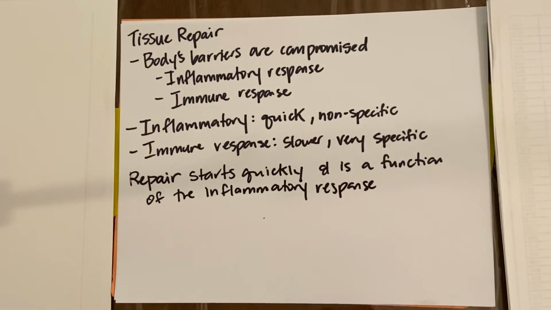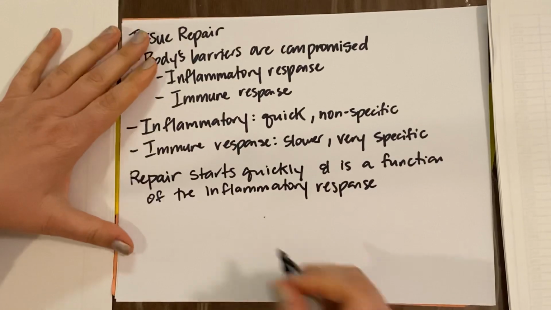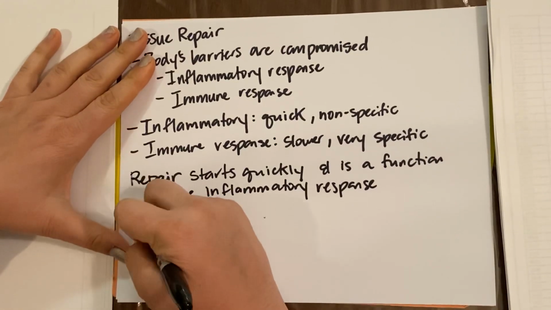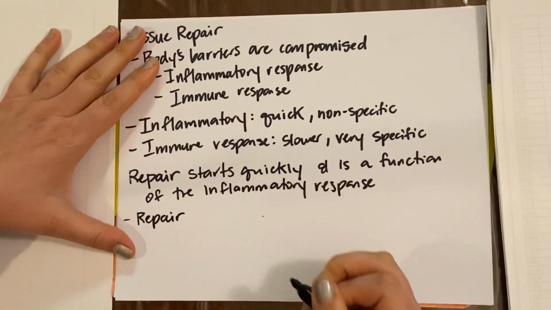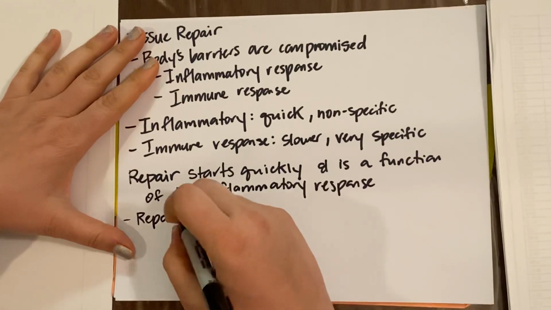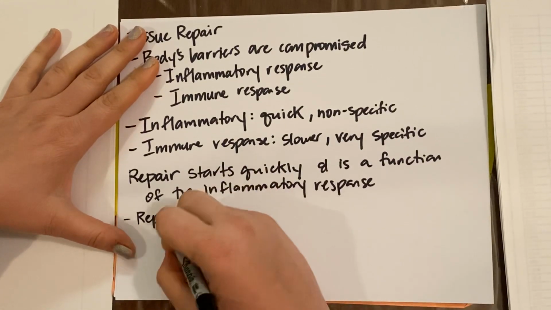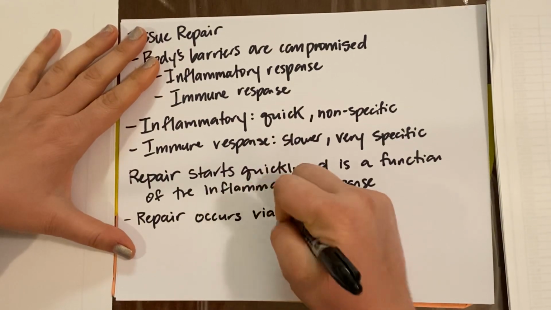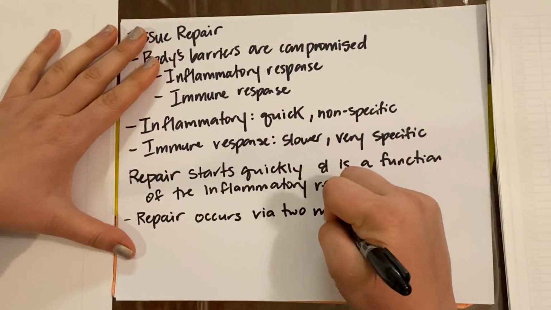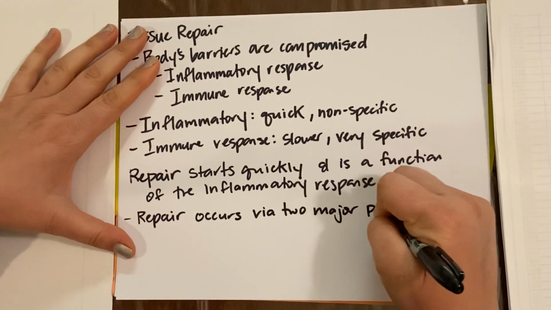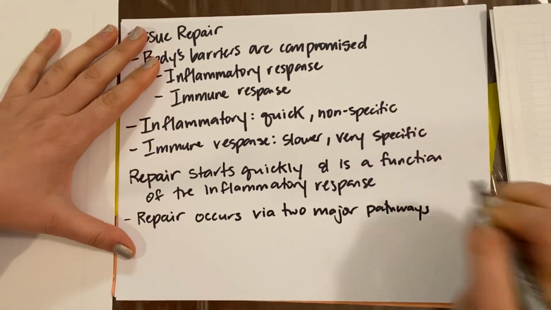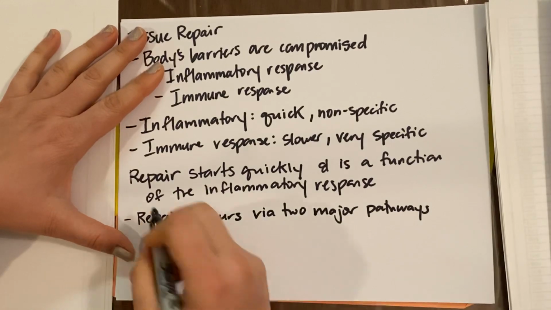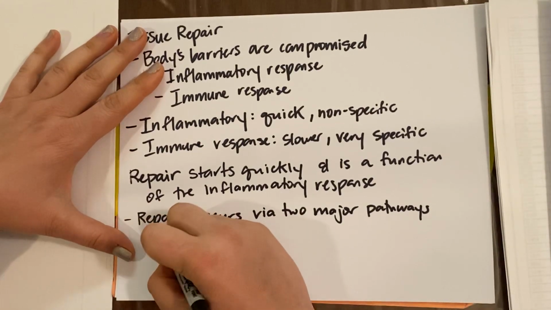Now, there are two different ways that regeneration and repair can take place, and we're going to talk about those two ways. Okay, so repair has two major pathways. Repair occurs via two major pathways, or ways. The one way is regeneration.